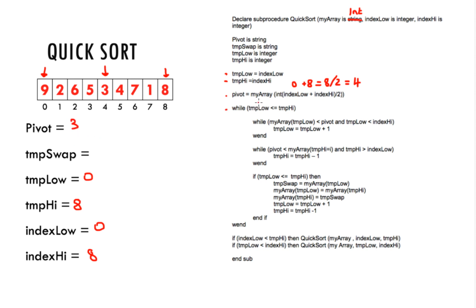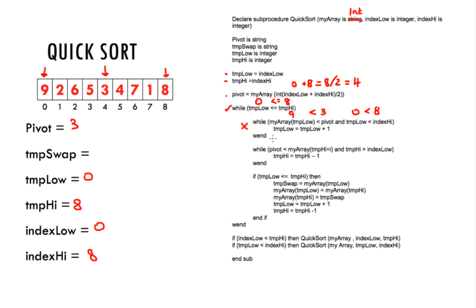The next thing I need to do is evaluate my first while loop. So while temp low, which is 0, is less than or equal to 8, that's true. So we go inside that and evaluate the next while loop. While my array at temp low, so temp low is 0, that gives me the value of 9. While that is less than the pivot point, which is 3, and temp low, which is 0, is less than 8, because that's index high, we fail that condition because 9 is not less than 3.